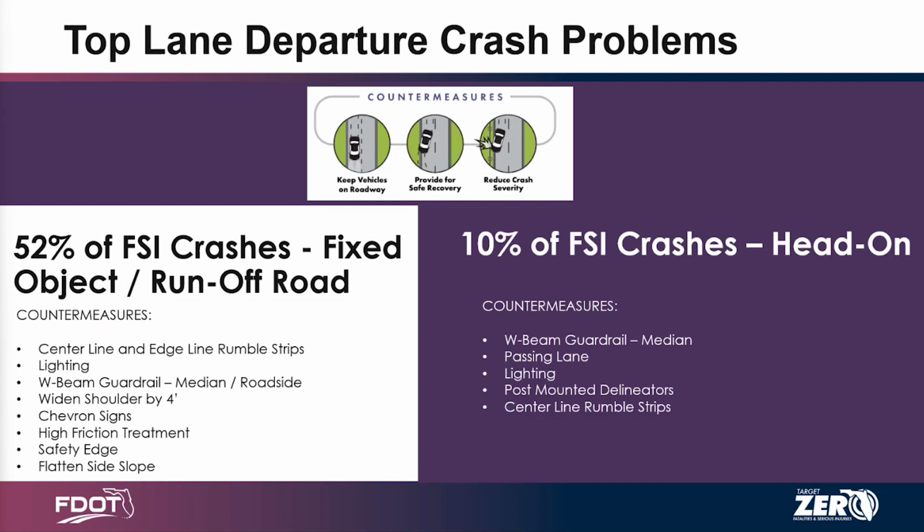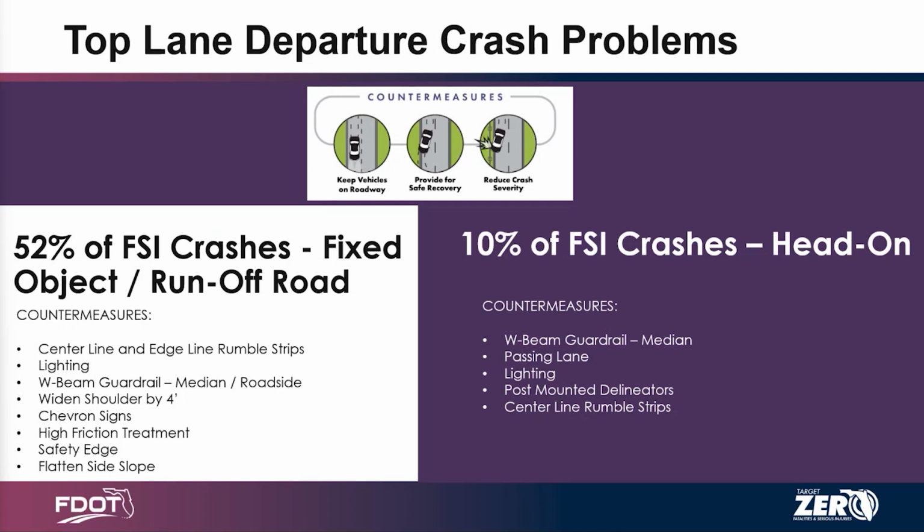What are the top lane departure crash problems? From Florida, what I showed you previously, 52% of fatal and serious injury crashes are due to fixed object run-off-the-road crashes. Some of the countermeasures that we focused on there are centerline and edgeline rumble strips, improving lighting, providing median and roadside guardrail, and widening the shoulder by 4 feet. For horizontal curves, provide chevron signs, high friction treatment, and then implement safety edge and flatten your side slope.